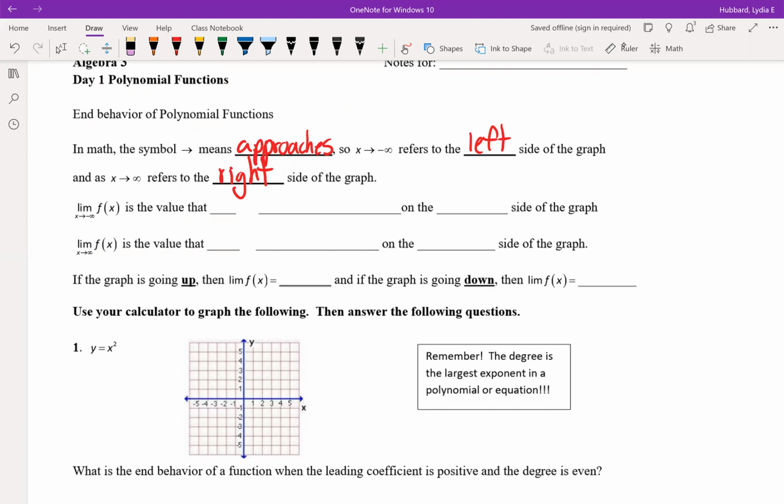Now, if we're saying the limit as x goes to negative infinity, f of x is the value that f of x approaches on the left side of the graph. So remember that f of x is just a fancy way to say y. So the limit as x goes to negative infinity is saying that as we go to the left, what is our y value doing? Whereas the limit when x goes to infinity is what is our y value? Oh, I spelled approaches wrong. On the right side of our graph.